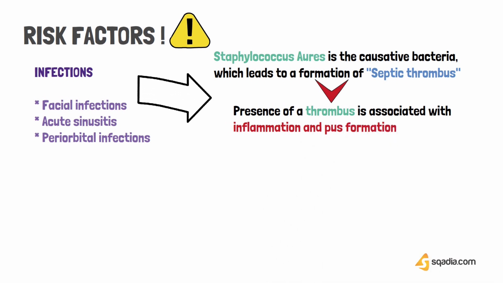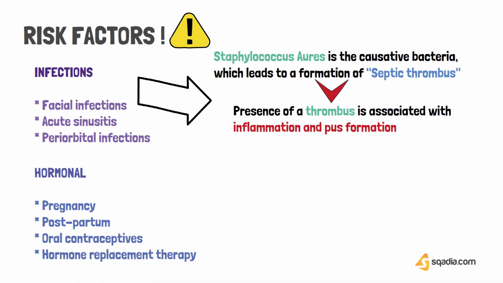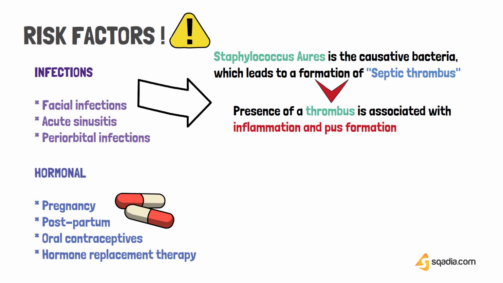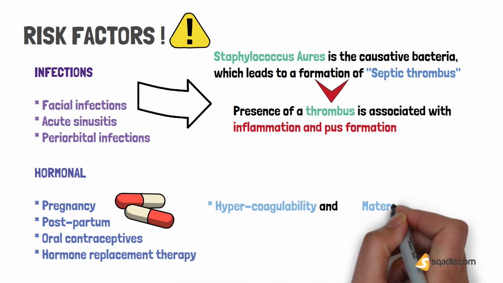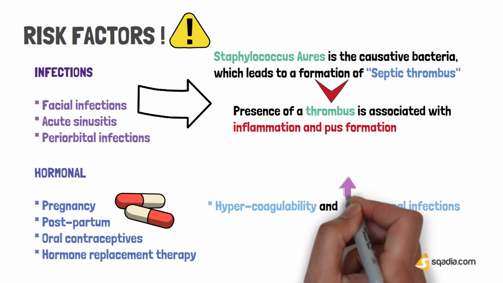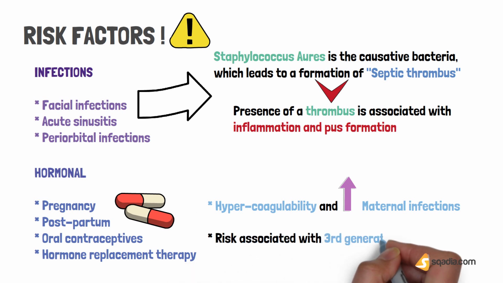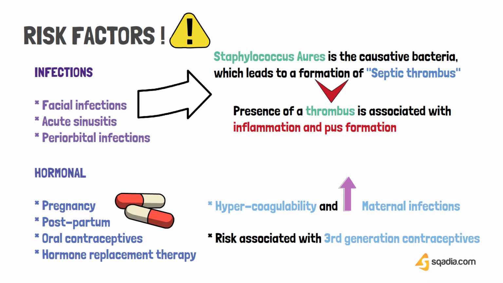The next group of risk factors is the hormonal. Pregnancy, postpartum, oral contraceptives, or hormonal replacement therapy. In pregnancy, there is a hypercoagulability state, and there is an increased chance of maternal infections, which increases the risk of an individual to be infected with cavernous sinus thrombosis. Usually, the third generation contraceptives increase the risk of developing cavernous sinus thrombosis.